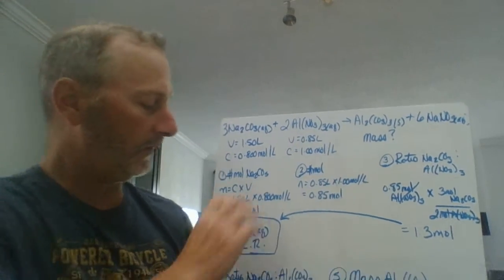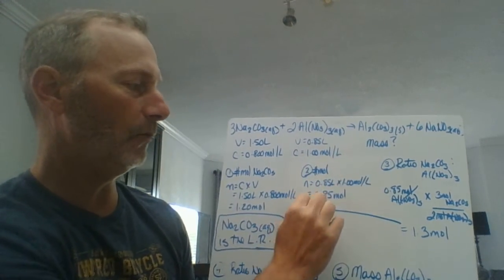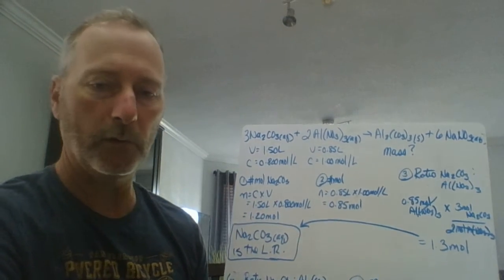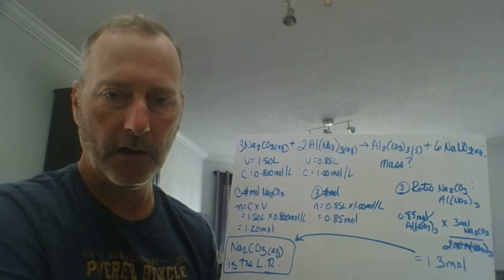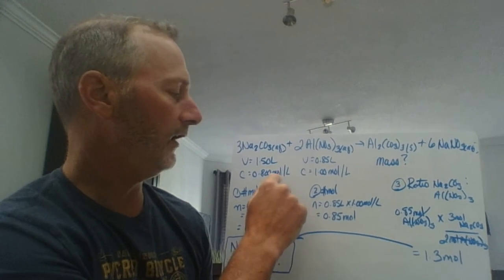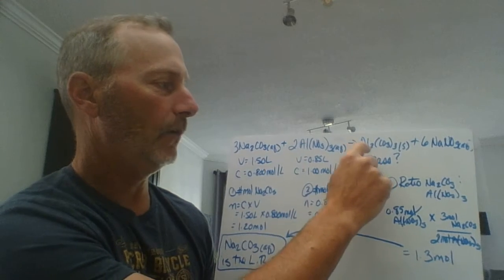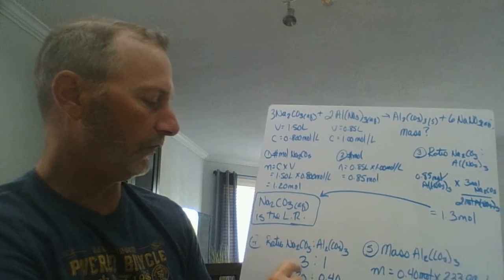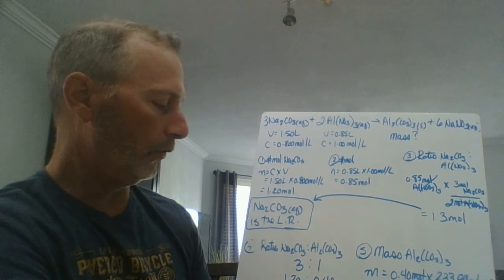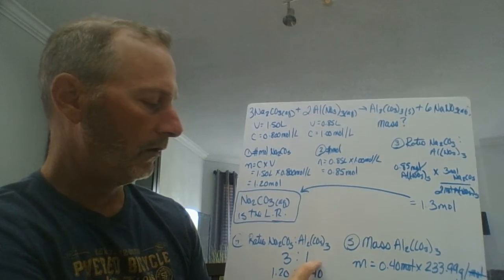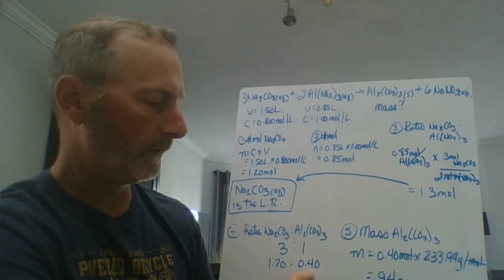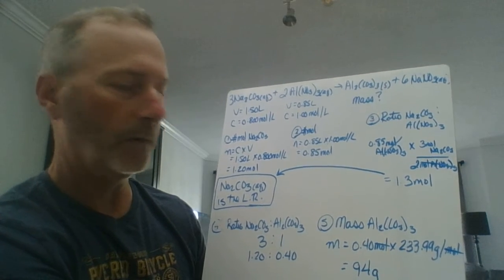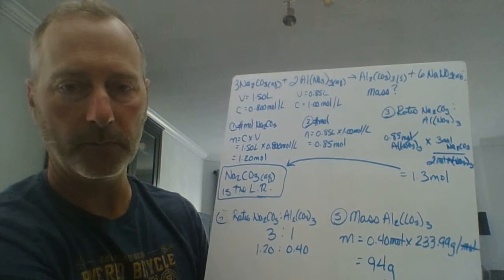So this is the number I'm going to use. I don't need the 0.85 anymore because that's in excess. I'm going to use this sodium carbonate, 1.2 moles. The next thing I'm going to do is just like from previous units in the course. Now that I have the number of moles of this reactant, I want to find the mass of this product. I'm going to do the mole ratio of these two, which is 3 to 1, which means 1.2 divided by 3 is 0.4. And now I take 0.4 times the molar mass of aluminum carbonate, 233.99 grams.